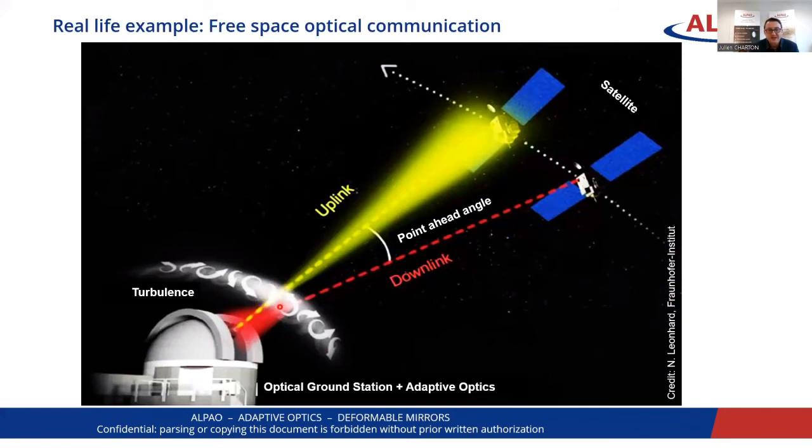So in this case, the idea is to compensate before the light is traveling across the turbulence to get again more signal on the satellite, because you cannot put a large telescope and large fitting aperture on the satellite because it's too large and too heavy for such a small object.